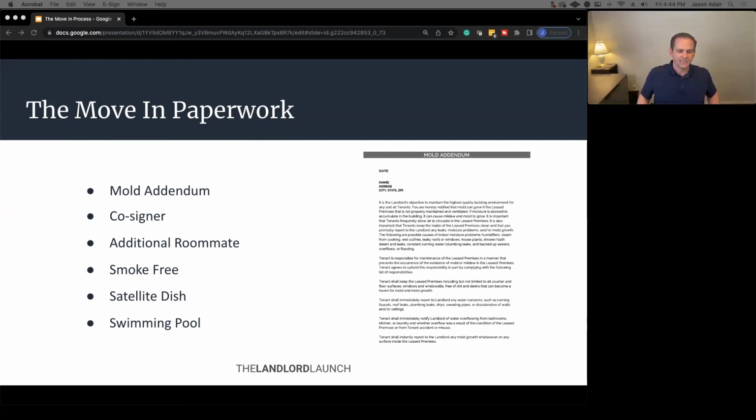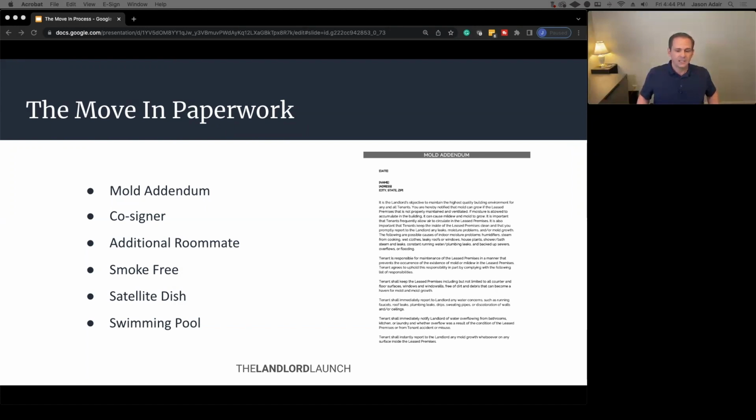So here are some other examples: cosigner agreements, cosigner addendums, additional roommates, smoke-free, which I think is probably one we should have pulled into this as part of the standard packet these days, especially with not just cigarettes, but the increased use and acceptable use of marijuana and vaping. All of that stuff causes real damage to the homes in terms of odors permeating the walls, the flooring, paint and so forth. So it's my recommendation as a landlord: don't let somebody smoke in your home. It's not going to turn out well for you.